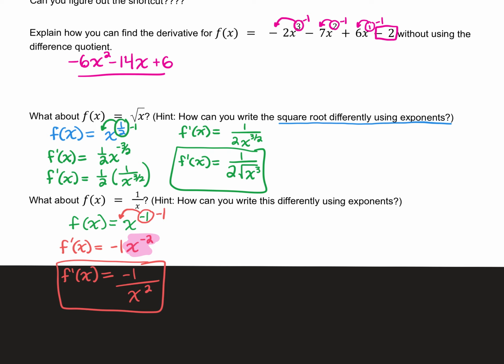Now, like I said, this is not wrong. We just like the simplification, the rewrite, a little bit nicer.